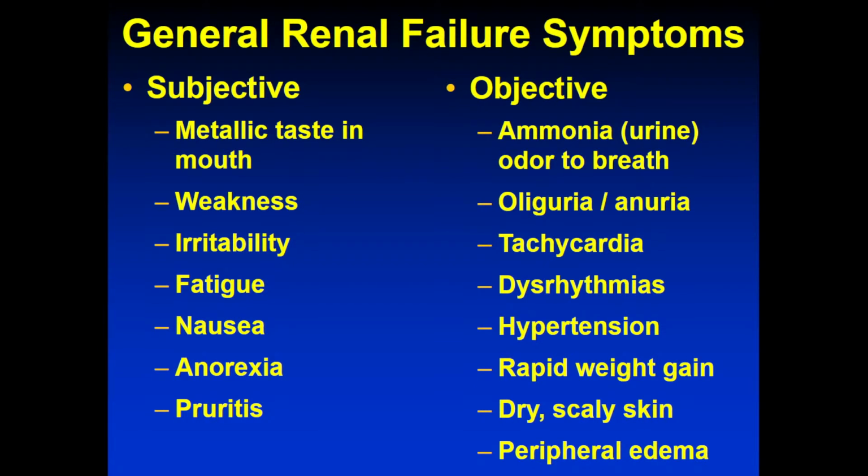What are the general symptoms of chronic renal failure? Subjective, like metallic taste in mouth, weakness, irritability, fatigue, nausea, anorexia, pruritus. And objective, ammonia, or some people say urine, odor to breath. Then oliguria up to complete anuria, tachycardia, arrhythmias, hypertension, rapid weight gain, dry scaly skin, and at last peripheral edema.